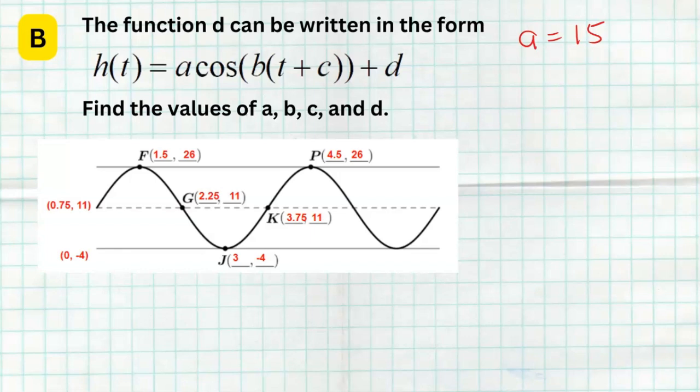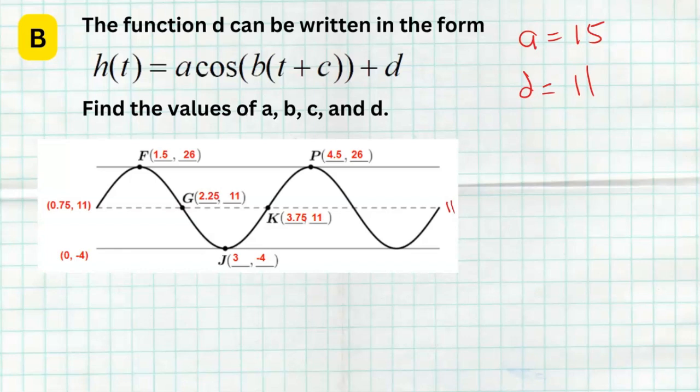Now, what about the D value? The D value is going to be the midline. The midline is clearly 11 because the graph has that midline right here in the middle at 11. That's pretty simple. Now, those are vertical transformations, right? Those are things that happen vertically. The amplitude getting stretched up 15, down 15 from that midline, and also the idea of the midline moving the whole graph up 11. But it's really important that you understand where you're starting.